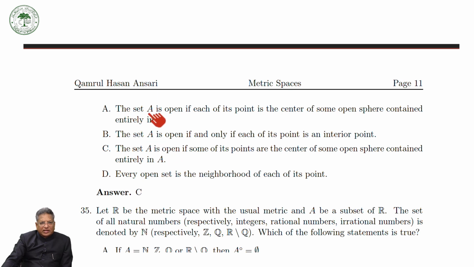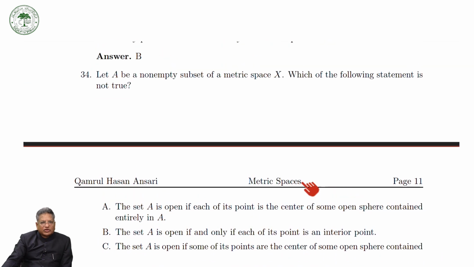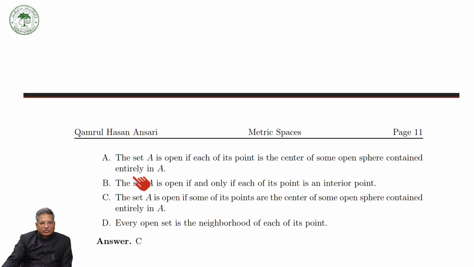If the set A is open, then each of its points is the center of some open sphere contained entirely in A. A is open if and only if each of its points is an interior point. A is open if some of its points are the centers of some open spheres contained entirely in A. Every open set is a neighborhood of each of its points. So which statement is not true?